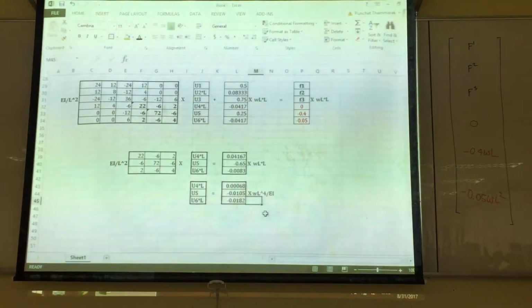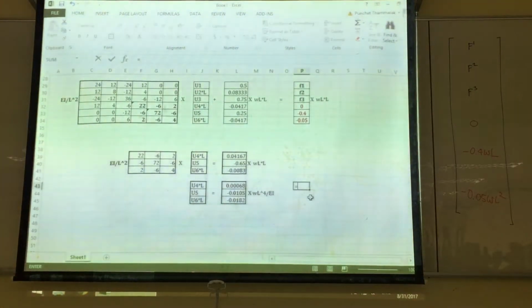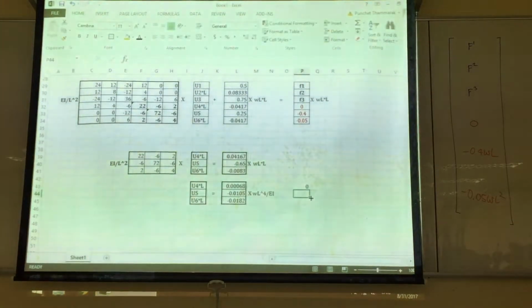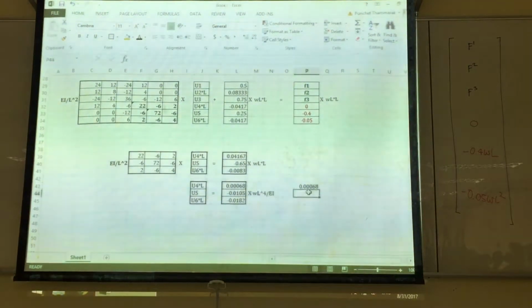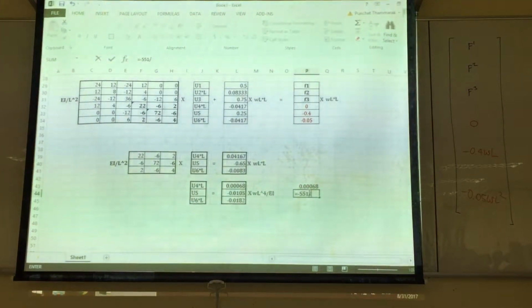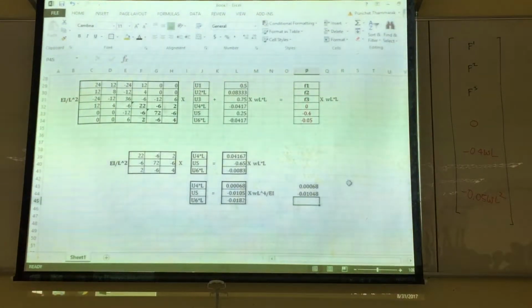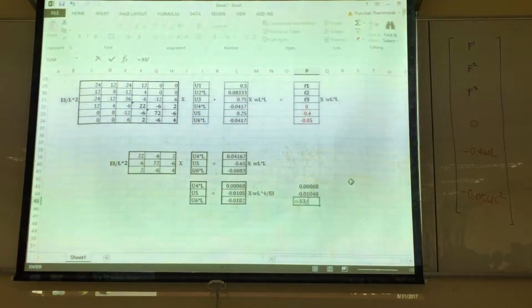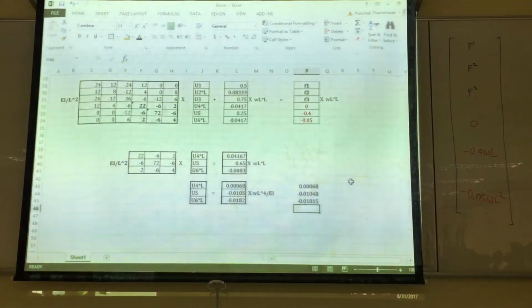Right? So, let's see. Equals to 1 divided by 1460. Equals to what? Minus 551 over 52560, equals to minus 53 over 2920. Okay, looks good.